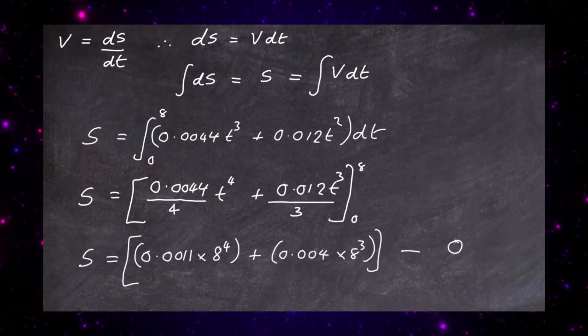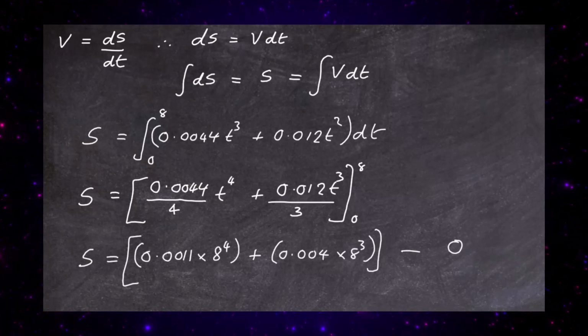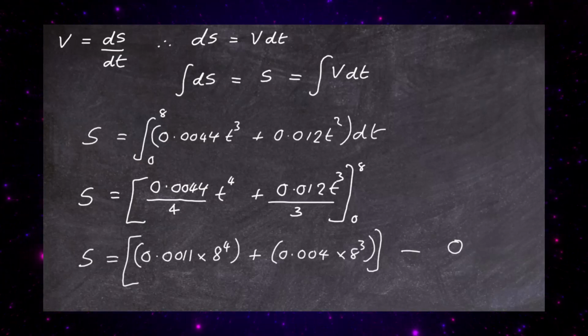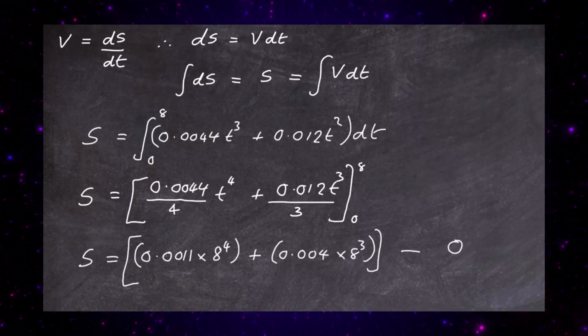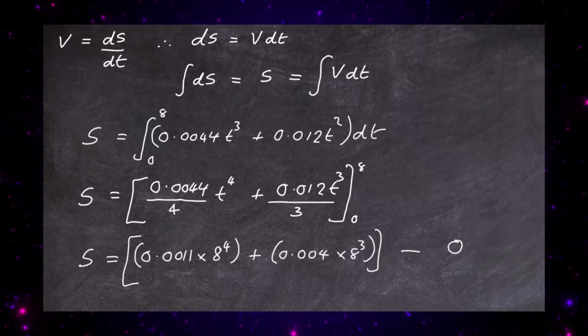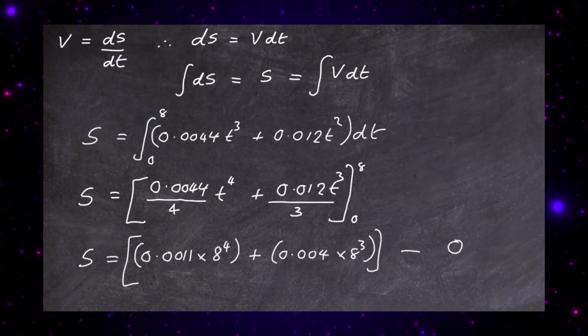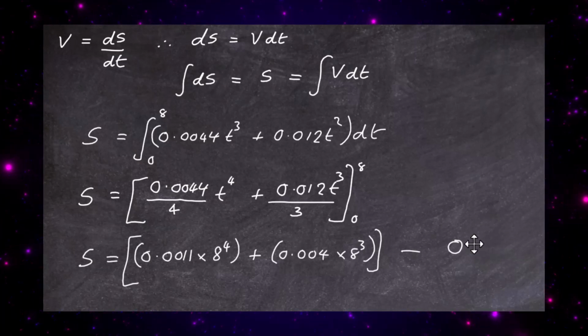We get s is going to equal, and we put in our limits, we put in 8 for the upper limit of the time, and as you can see we put in the lower limit t equal to 0, because we'll get t to the power 4 and t cubed in the expression, then we're going to get the 0 limit of time going to be equal to 0.